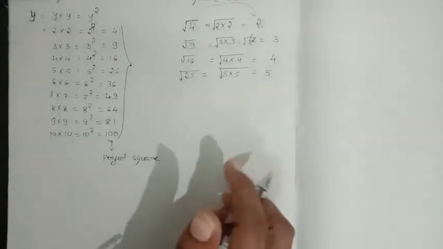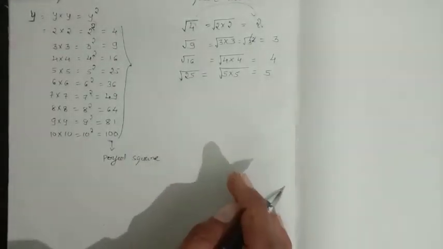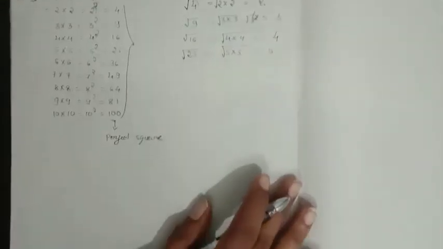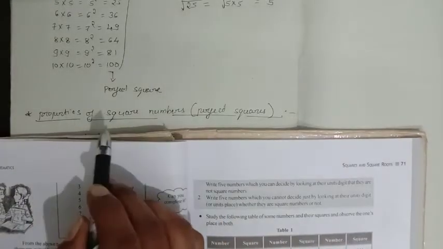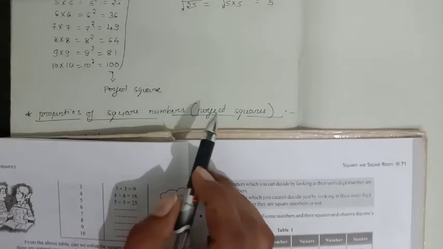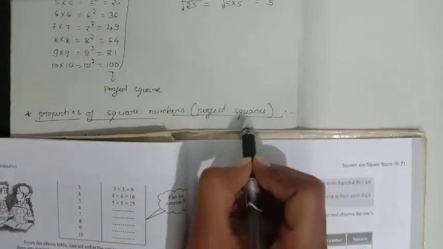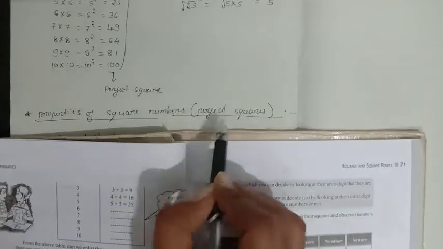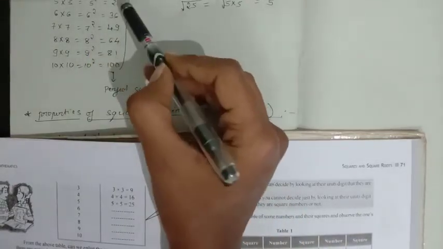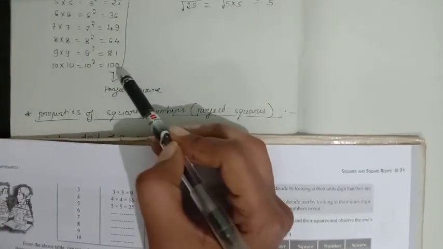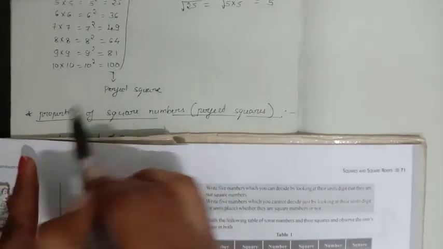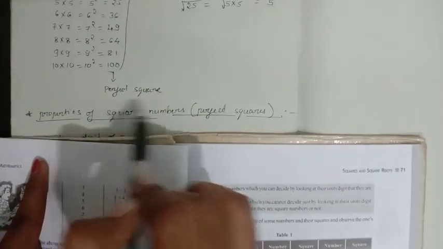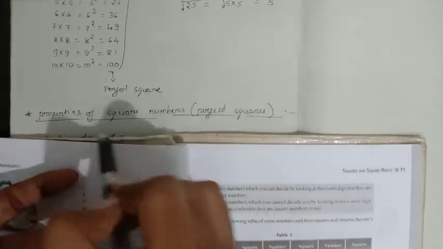Next concept which we have to remember here is the properties of the square numbers, so that we will write here. The first thing is the properties of the square numbers, which is nothing but a perfect square. Which are the perfect squares? 4, 9, 16. Whatever the answer is, the square of that answer we get are the perfect squares.